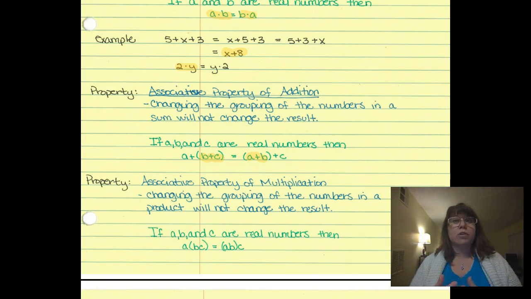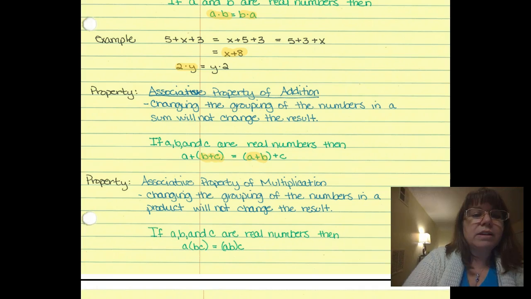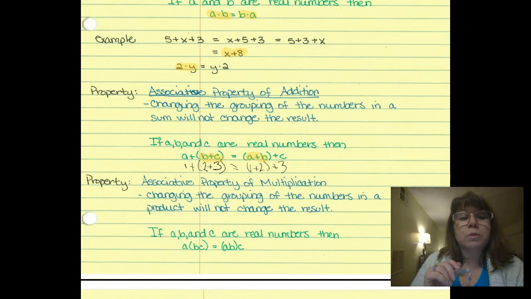And if you remember, with order of operations, this really does matter because the parentheses come first. Let's pretend that A, B, and C are real numbers, and I'm going to say that A is 1, B is 2, and C is 3. If I do the math, 1 plus the quantity 2 plus 3 and the quantity 1 plus 2 plus 3 should equal one another. So 2 plus 3 is 5, I'm working on the left-hand side, plus 1 is 6. Well, 1 plus 2 is 3, 3 plus 3 is 6. So, of course, 6 equals 6.